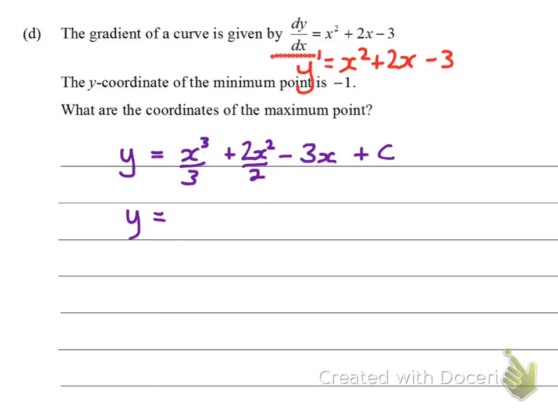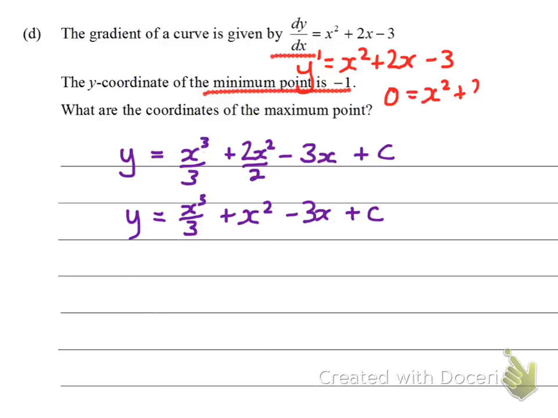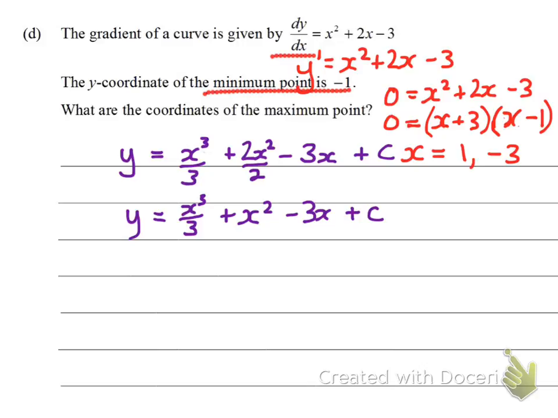If you tidy that up with the 2 over 2 to make 1. Now you're told the coordinate of the minimum point is negative 1. The minimum is where the differentiated equation equals 0. So we go 0 equals x squared plus 2x minus 3. Factorize it, and you'll find that x could equal 1 or negative 3. Now the equation there is a cubic one, and so the minimum point is at 1 and the maximum point is at negative 3.